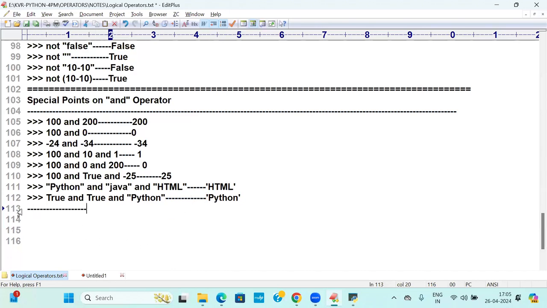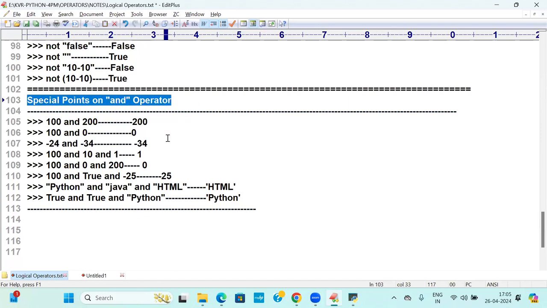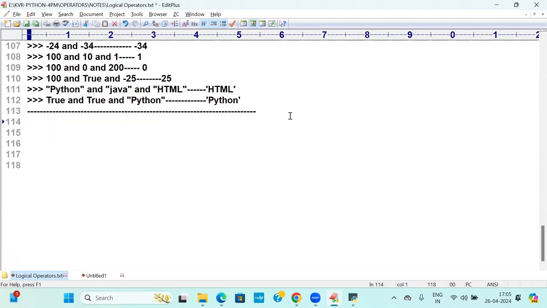So anyhow, students, come back to the point. Now, still not completed. Still, something is there. Now, special points on what? OR operator. OR operator.